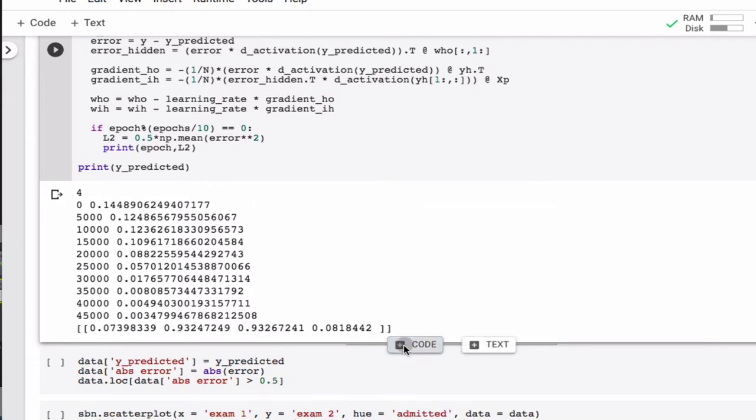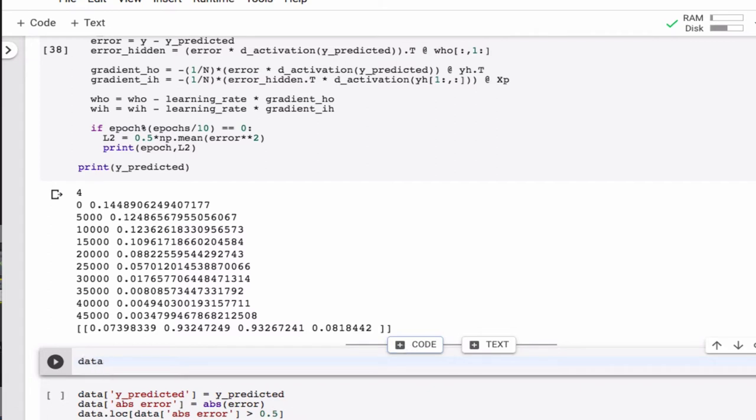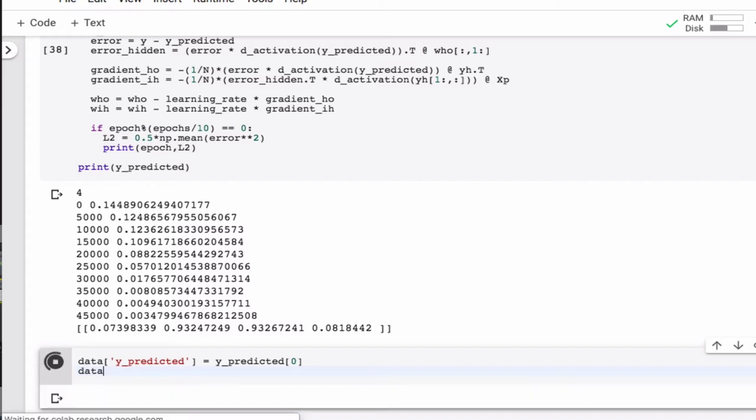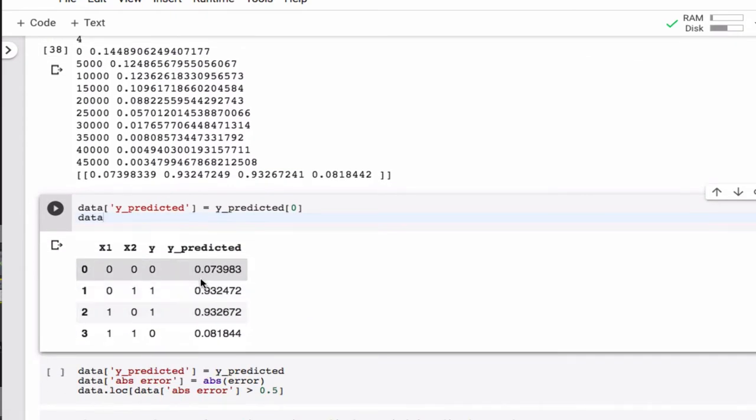It's probably clearer if I add it to my data frame. So we're going to make a new column here called y predicted. So this is a vector, a matrix, right? So we just want the first row of that, and then we want to show the data. Yes, so here you can see 0, 0 should be 0. We have something very close to 0. 0, 1 and 1, 0 should both be close to 1, and that is indeed the case. And finally, the last point is close to 0. Excellent.